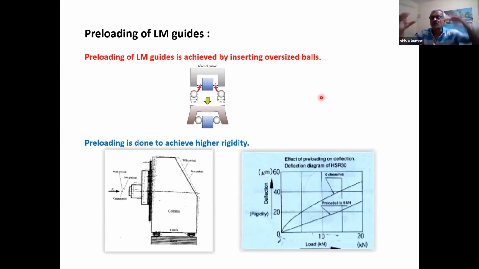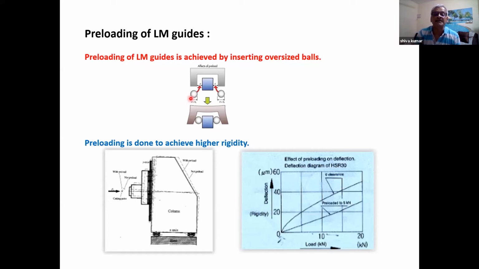Now, in the case of LM guides, you know there is an LM rail and an LM block. So when you hold the two in the correct position, there will be space for inserting balls between the raceways of the rail and the LM block. Let us say, theoretically, 6 millimeter is the exact diameter of the ball that can be inserted. Imagine. If I were to insert a 6 millimeter ball in all four raceways, there is no preload, but there is also no clearance. So clearance is zero. Preload also is zero.